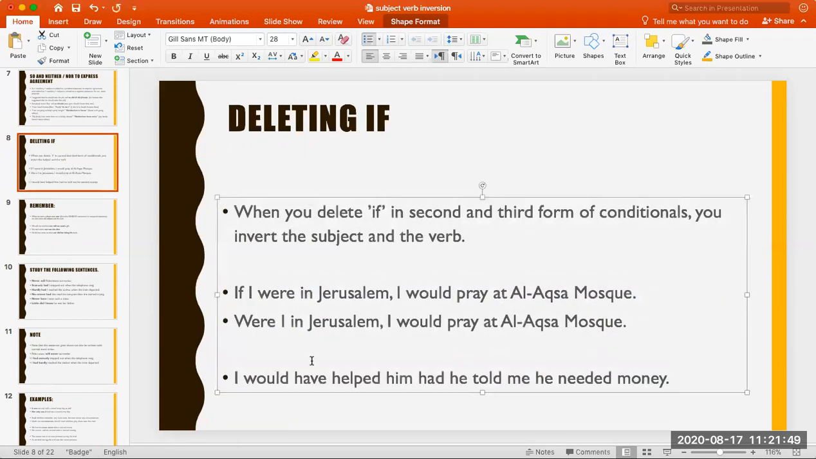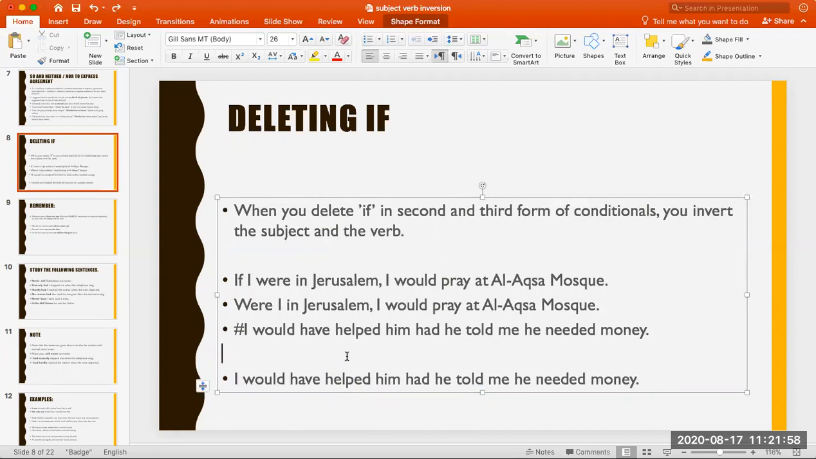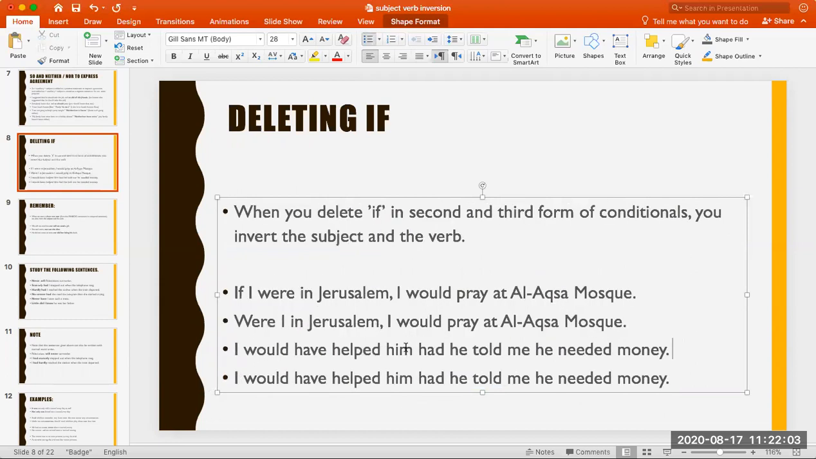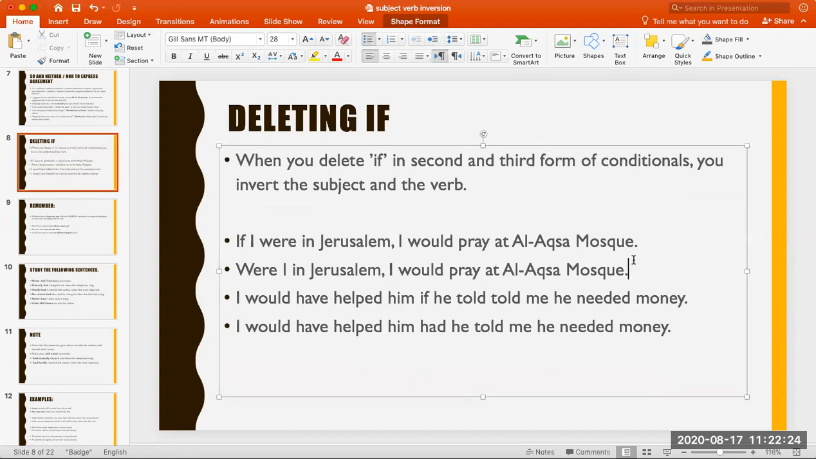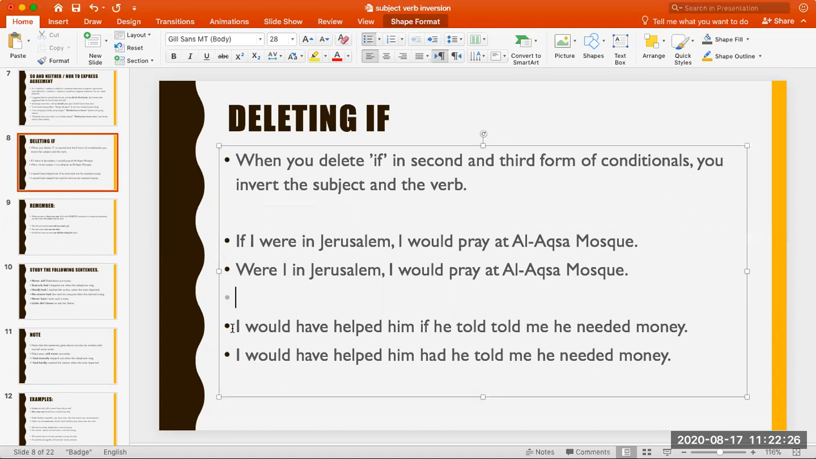The same thing happens here, but I already did this. Originally the sentence is, I would have helped him if he had told me. And this could be very confusing because if is in the middle of the sentence. For some people, it's like, okay, what's going on? That's why the sentences with deletion, with subject-verb inversion are really, really interesting. And they show how good your English is. So, I would have helped him if he told me he needed money.